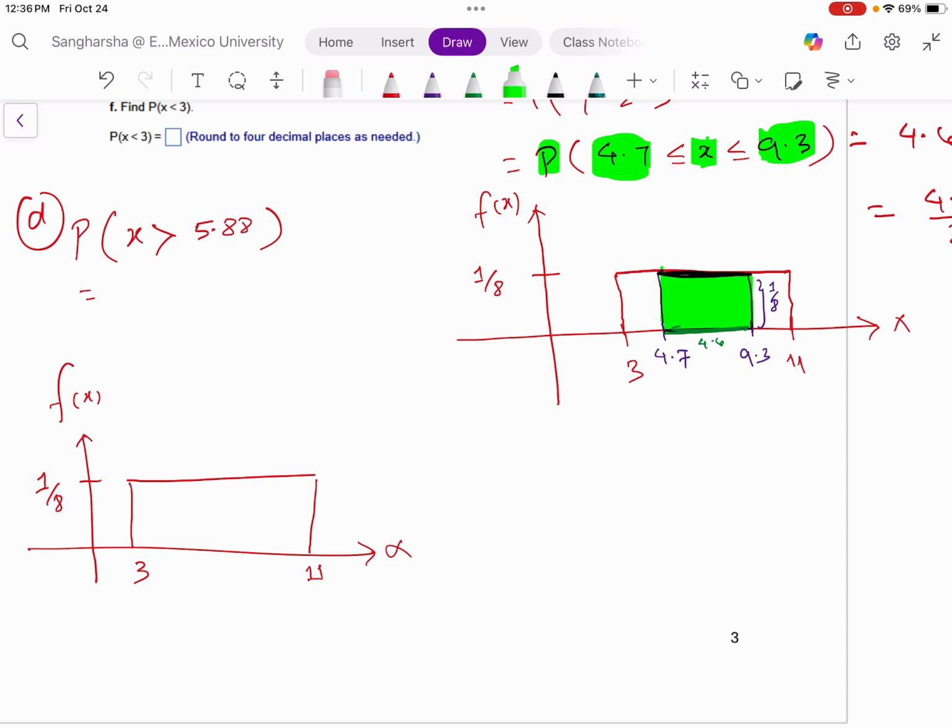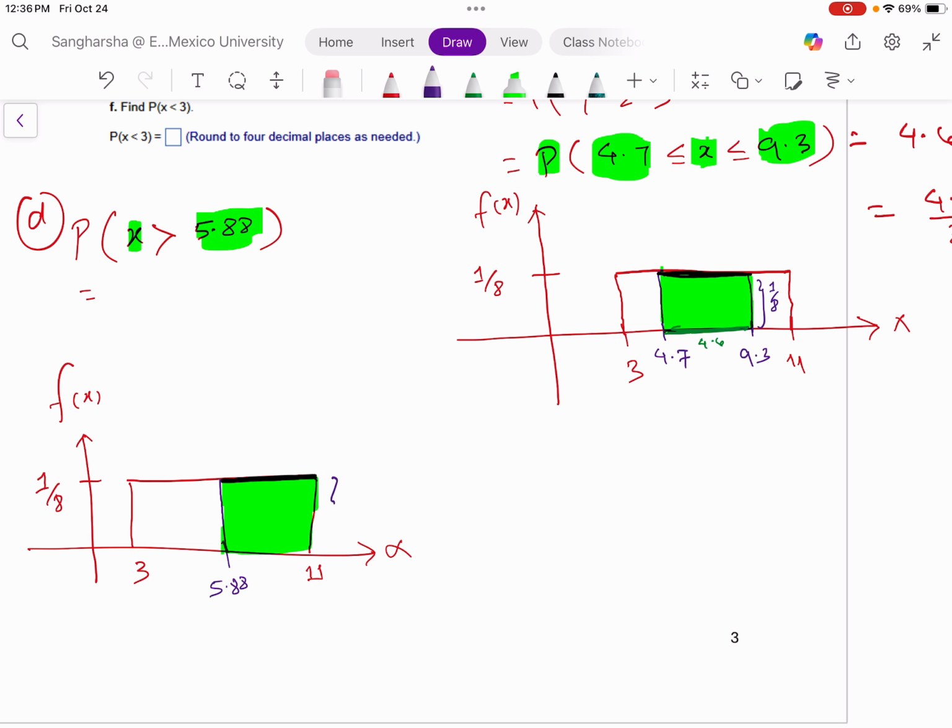Now at first we locate 5.88. So let's say this is 5.88. Draw a vertical line at 5.88. And we are interested in x greater than 5.88. So greater than means we are interested in the graph on the right of 5.88. So we want to find the area under this part of the graph, which is the same as finding the area of this rectangle.